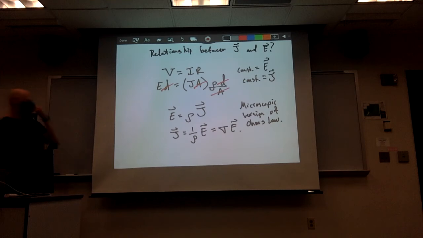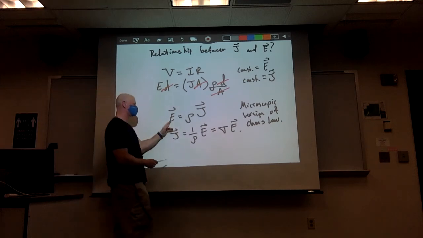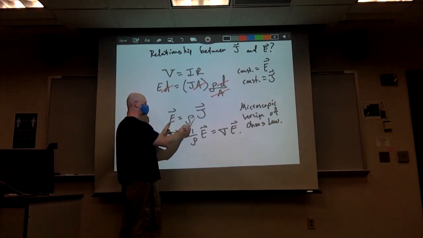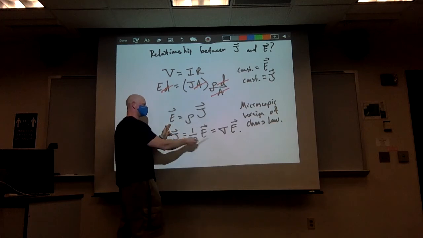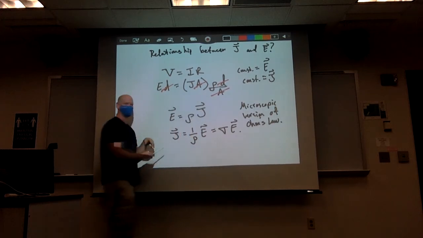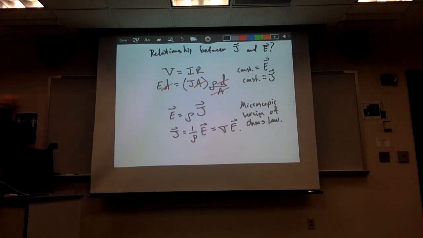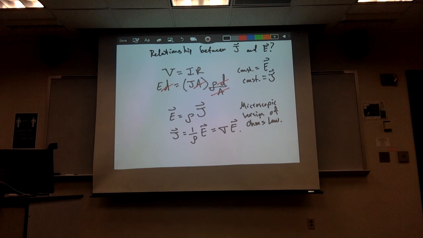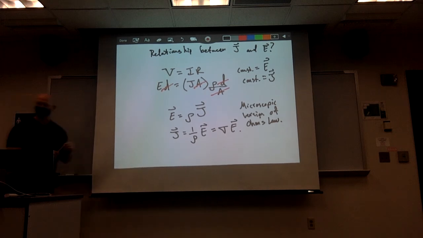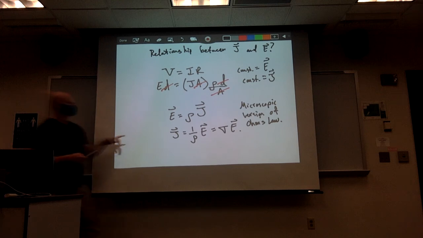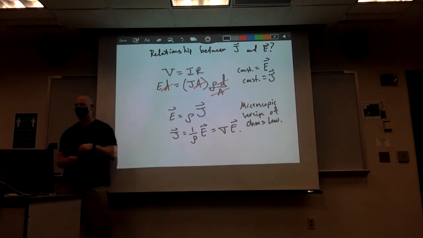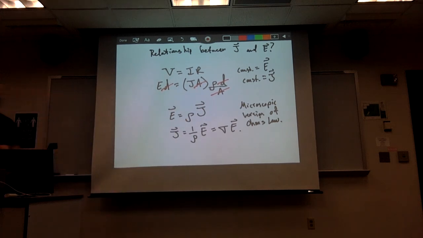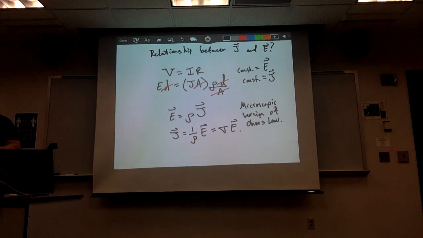Again, the microscopic version of Ohm's law simply says that the electric field is related to the current density, but since this guy is always positive, these two have to point in exactly the same direction. So whatever the direction is established by the battery in the direction of the electric field, that's going to be the direction of the current density. They're related by simply the resistivity or, again, the conductivity. These two things are exactly the same. Well, inversely the same.